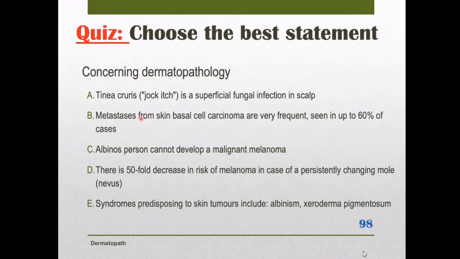Albinos cannot develop malignant melanoma. This is false because albinos are among those at high risk of developing melanoma. There is a 50-fold decrease, so this is false. It is an increase in risk of melanoma in the case of a persistently changing mole. And syndromes predisposing to skin tumors include albinism, xeroderma pigmentosum, and so on. So this is the true statement. So the true answer was E. So someone responded correctly to this one.